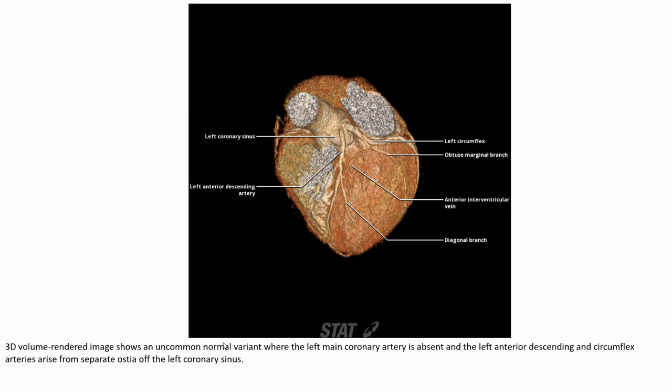There are two branches. The first one is the left anterior descending artery, and the second is the left circumflex, where the obtuse marginal branch arises. In between them we can see the anterior interventricular vein, and from the left anterior descending artery there is a diagonal branch.